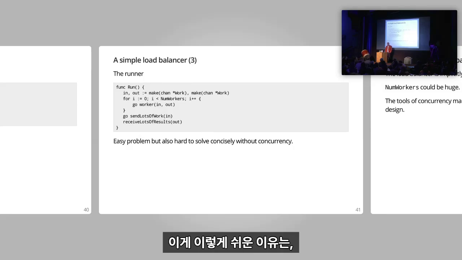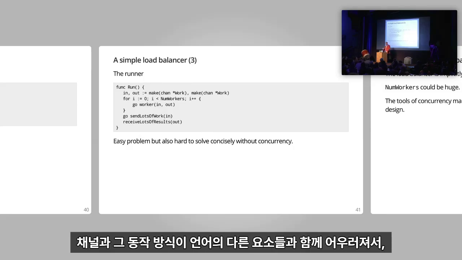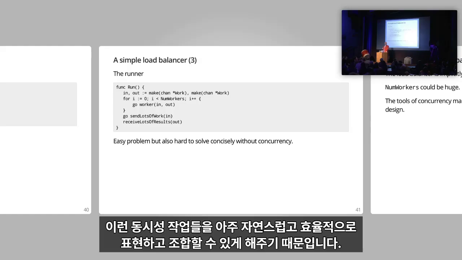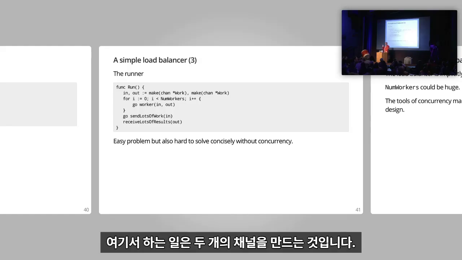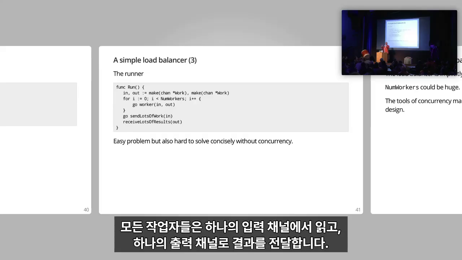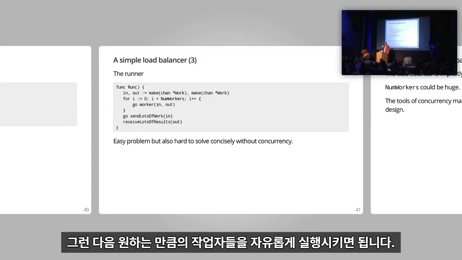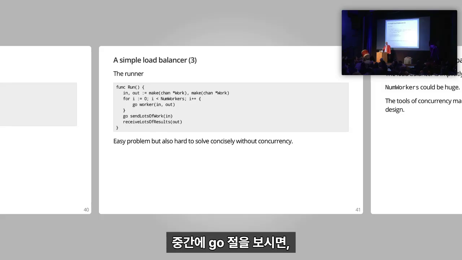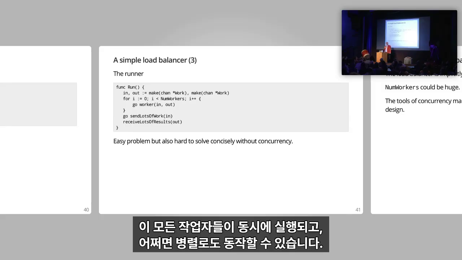And the reason this is so easy is that the channels and the way they work along with the other elements of the language let you express these concurrent things and compose them really well. What this does is create two channels, an input channel and an output channel, which are the things connected to the worker. They're all reading off one input channel and delivering to one output channel. And then you just start up some arbitrary number of workers. Notice the go clause in the middle there. All these guys are running concurrently, maybe in parallel.